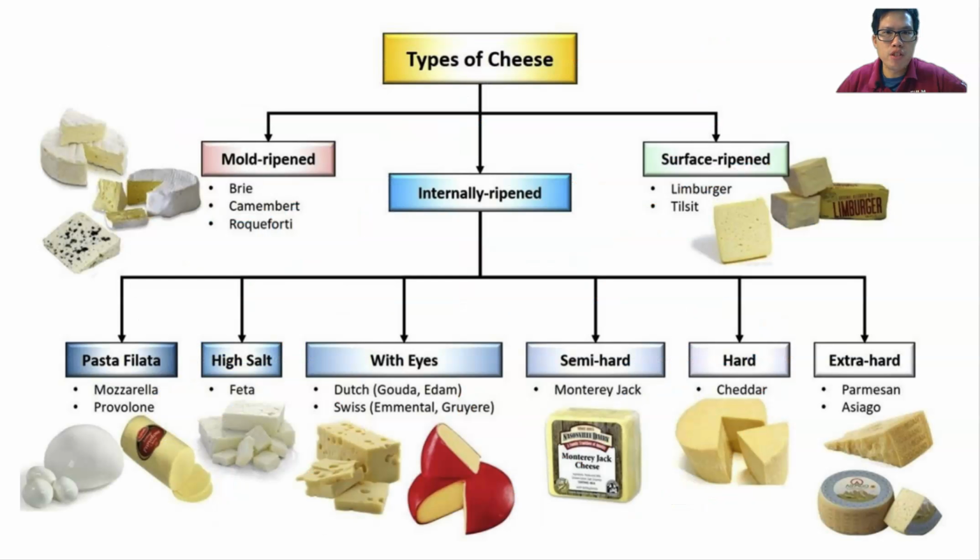So these are some of the cheeses. You've got the mold ripened, then you've got the surface ripened, then you've got internally ripened cheese. And there are a lot of different cheeses.